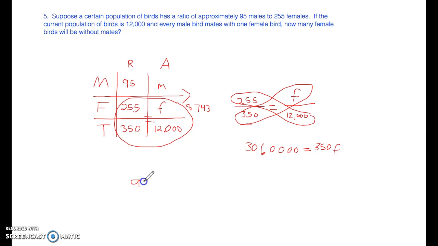And now set up the ratio for the next one. So we'll have 95 over 350 equals M over 12,000. Go through, cross multiply, round to the nearest whole number. So we get 3,257. And now take the difference between those, and you'll get 5,486.